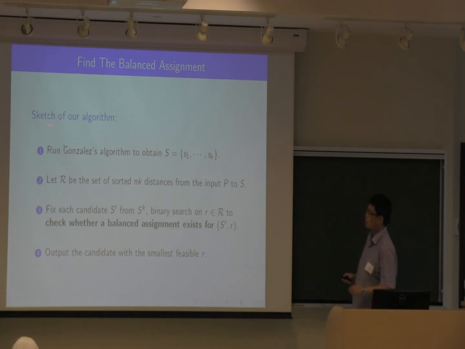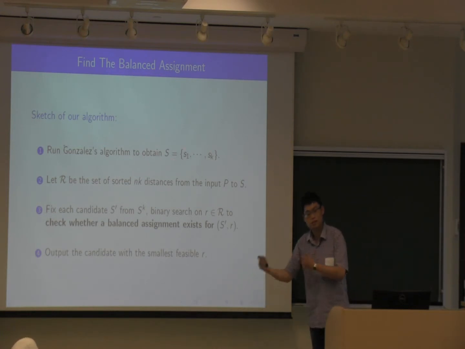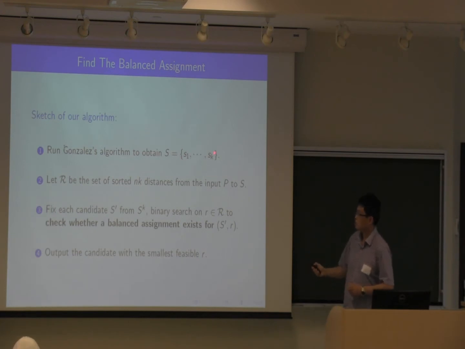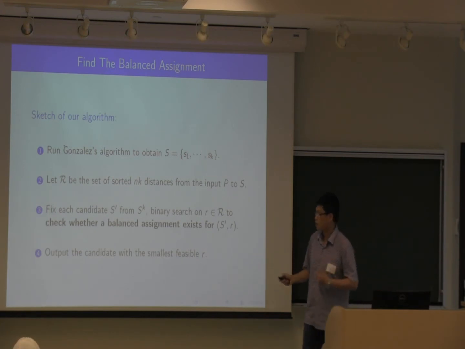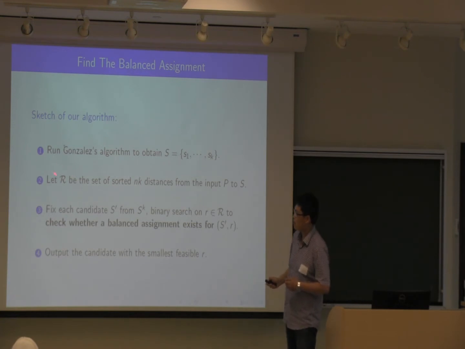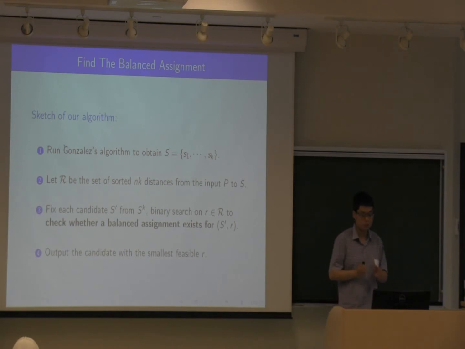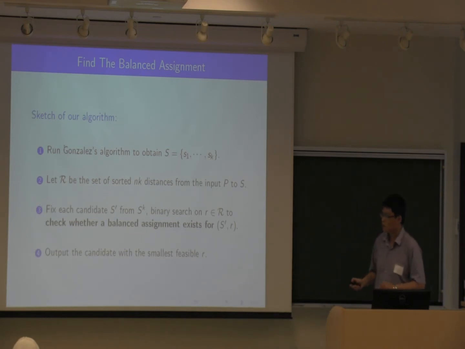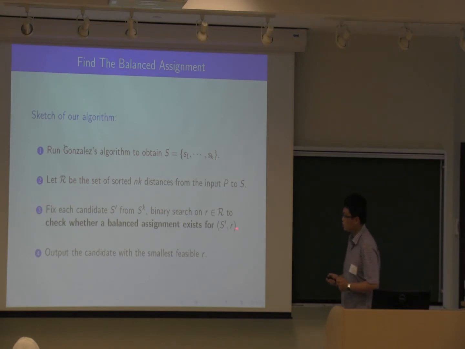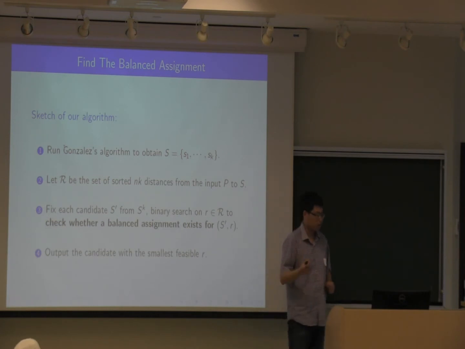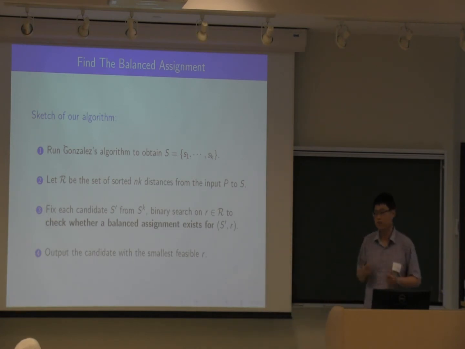First of all, as I just mentioned, we run the Gaussian algorithm to get these pin points, and then we compute the nk distances from the input to these pin points, and we order those distances to generate such a set R. Then we need to select a good candidate from the Cartesian product. That means we need to check each candidate. For each candidate tuple, we do a binary search on R. And for each such couple, tuple and R, we just check whether a balanced assignment exists.